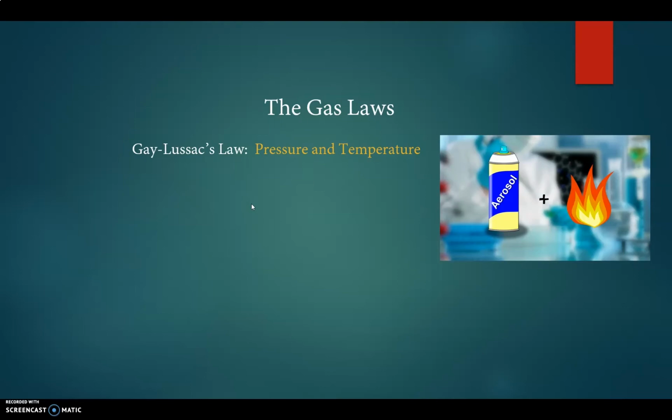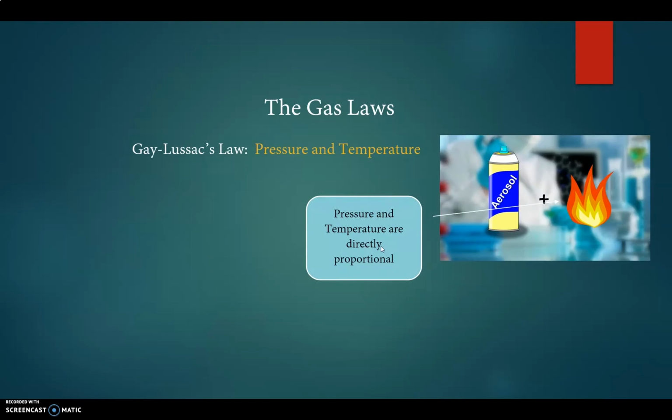So Gay-Lussac discovered that pressure and temperature were directly proportional. As one increased, the other increased, and vice versa. And so he came up with a second gas law where P1 and T1 are our initial pressure and temperature. That would be the temperature of the can to start with. And then P2 and T2 would be the second or final pressure and temperature.